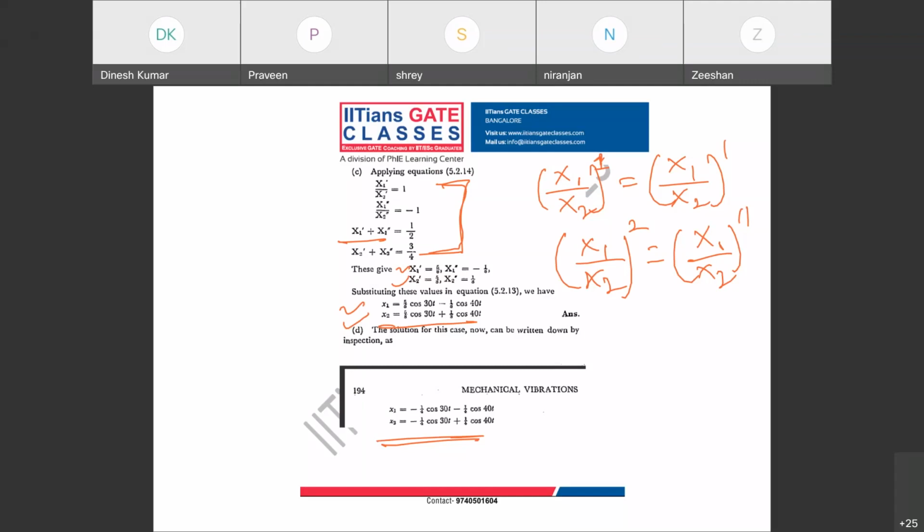Yes, the ratio can be the reverse way also, but you can make it x1 by x2. It can be given as x2 by x1, but in GATE it is always given as x1 by x2 only. Because mode 1 means the first amplitude upon the second amplitude, like mass 1 upon mass 2. It will be written like that, Akash.